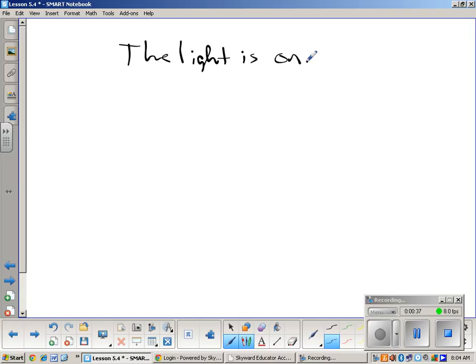Here's the statement, the light is on. And we want to negate that statement. Okay, so what would we write to negate the light is on? The light is off. Okay, I agree with that, because the light is either on or it's off, right? Unless we get into some tricky area like during a brownout.